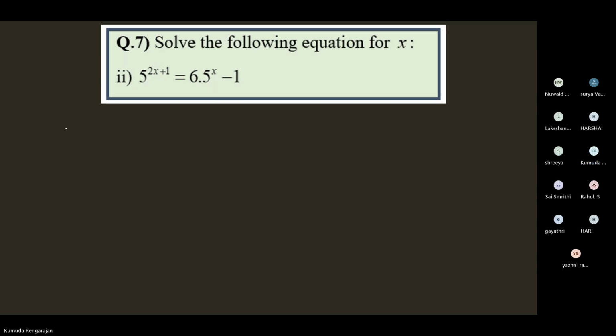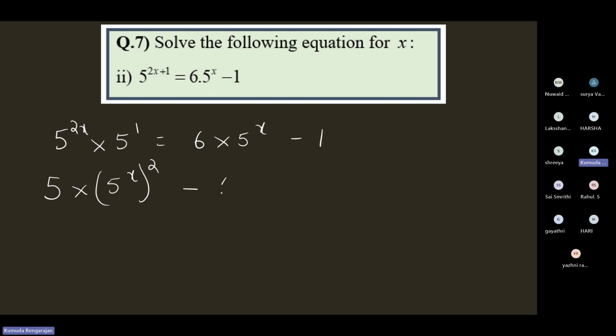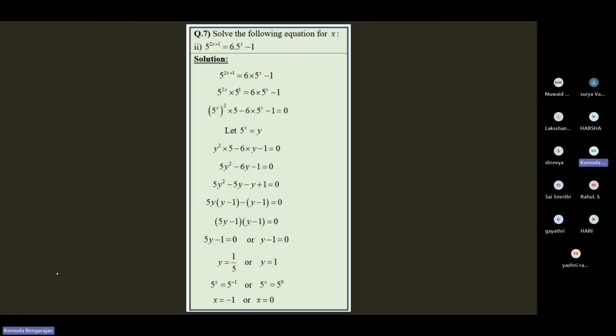Similar question. 5 to the power 2x into 5 to the power 1 is equal to 6 into 5 to the power x minus 1. So 5 to the power 1 is 5, okay, into (5 to the power x) the whole square minus 6 into 5 to the power x plus 1 is equal to 0. So let 5 to the power x be y, so 5y square minus 6y plus 1 is equal to 0. Quadratic equation, split the middle term, find the values for y and hence find the values for x. So similar to the first one.